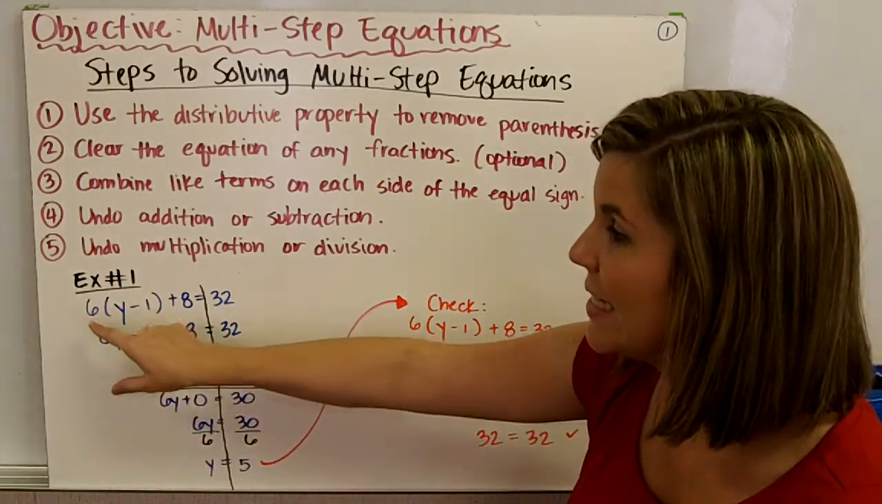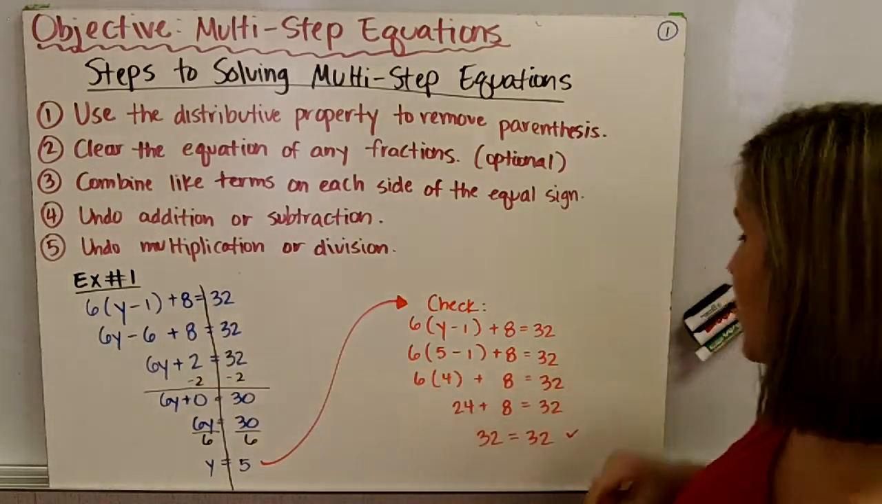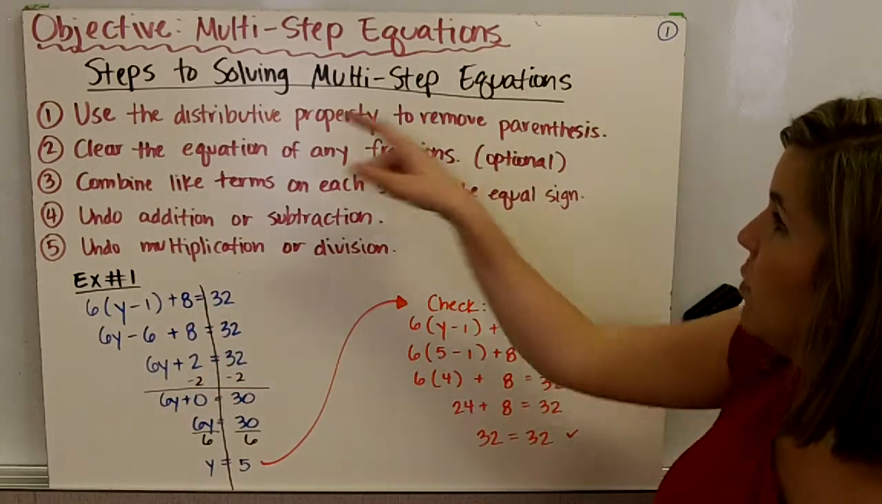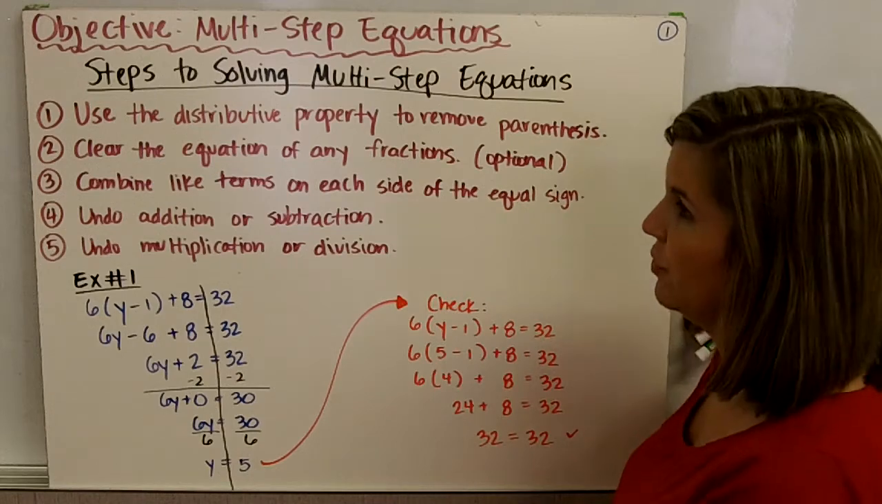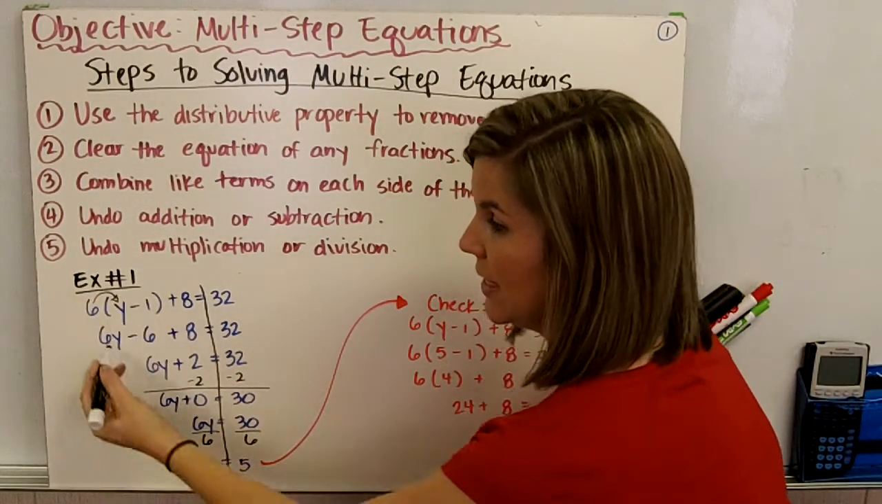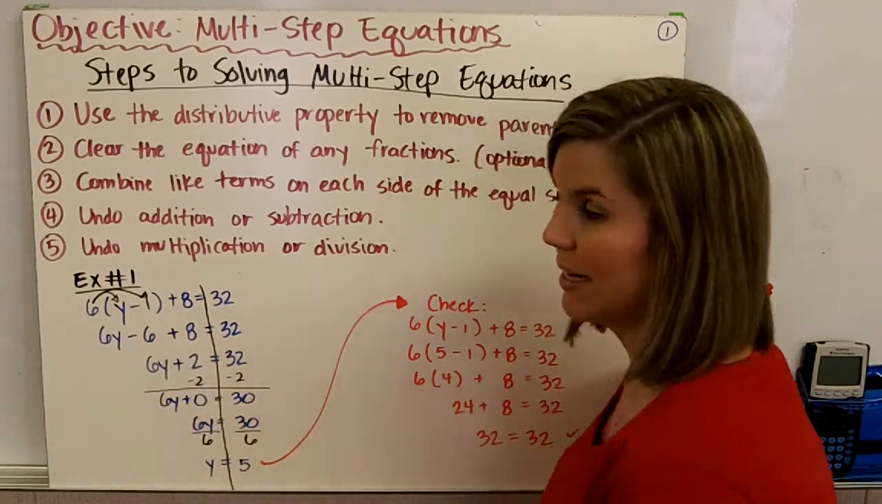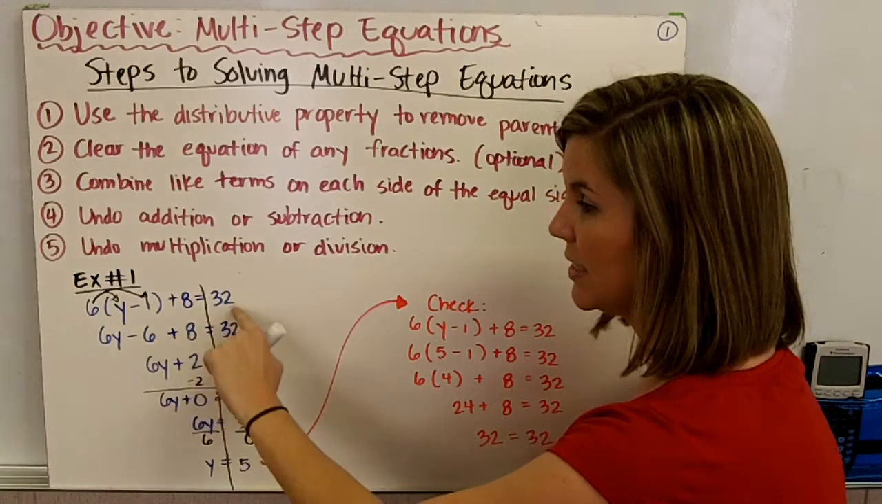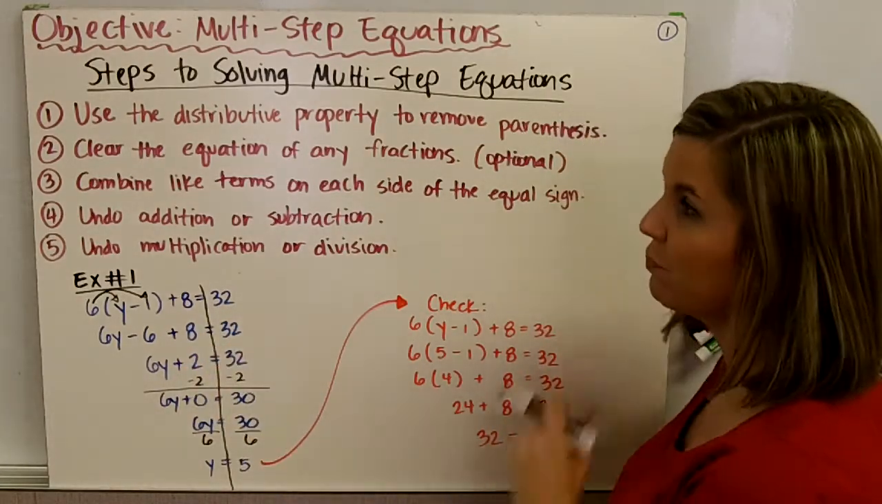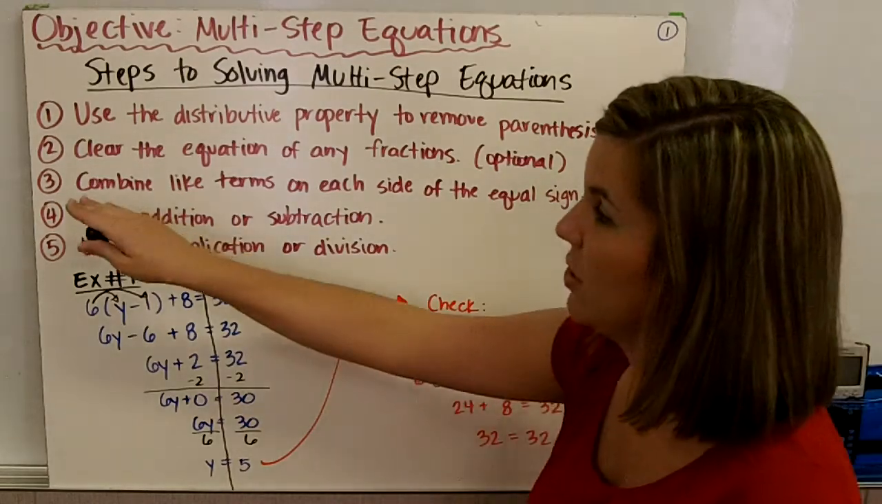Example number 1: 6 times the quantity y minus 1, plus 8 equals 32. Like step 1 says, use the distributive property to remove the parentheses. 6 times y is 6y, and 6 times negative 1 is negative 6. Carry down the plus 8 equals 32. Clear the equation of any fractions. I don't have any fractions, so I can skip to the third step.